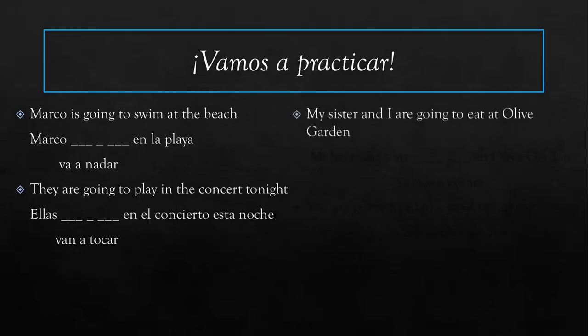All right. My sister and I are going to eat at Olive Garden. Mi hermana y yo blank en Olive Garden. Mi hermana y yo, that is nosotros. So the form of ir is vamos. To eat is comer. Mi hermana y yo vamos a comer en Olive Garden. Hopefully you guys are getting the hang of that.